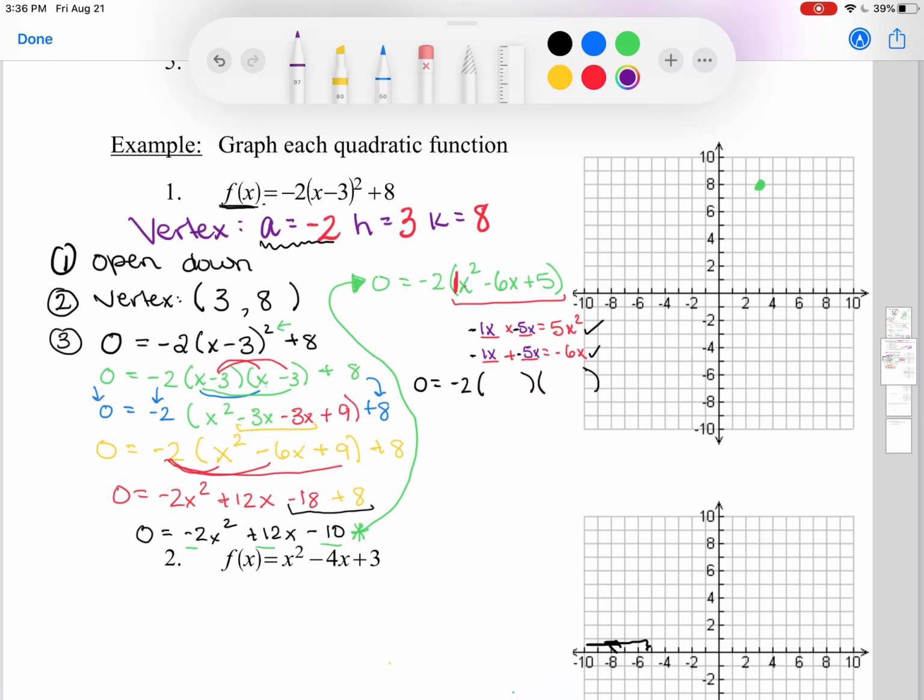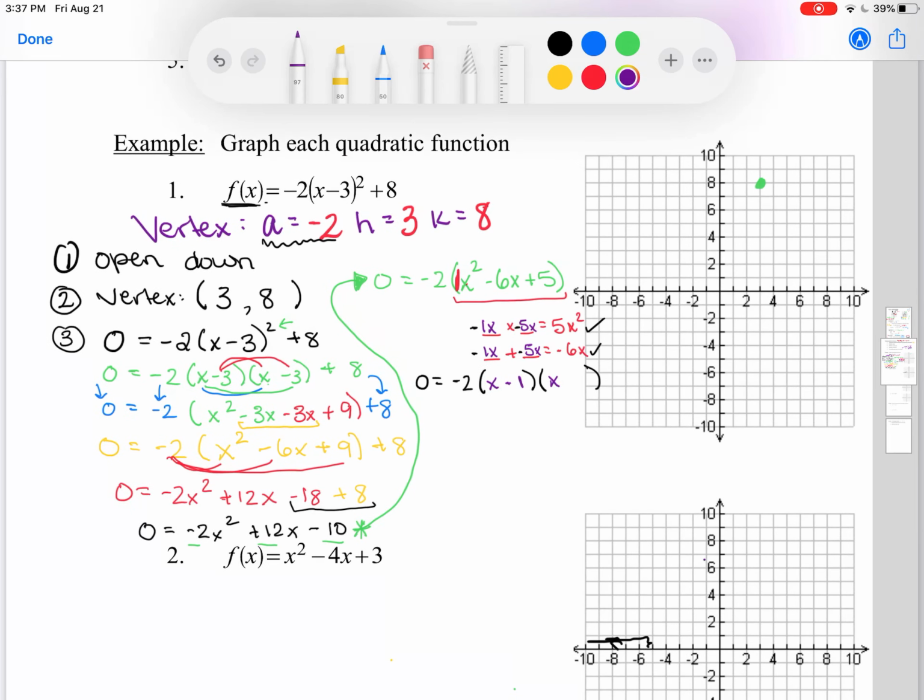And I'm going to use purple so we can match it up. So in my parentheses, I will have an x and an x. And the two factors that we just found are going to drop down. So I'll have an x minus 1. That was my first factor I had. And then an x minus 5. And we're that much closer to finding our x-intercepts.